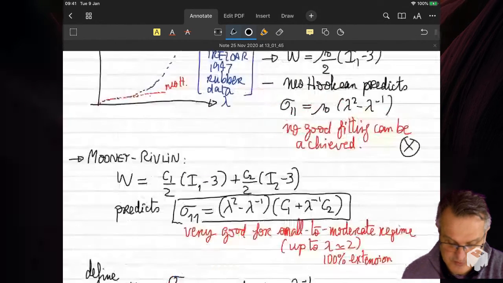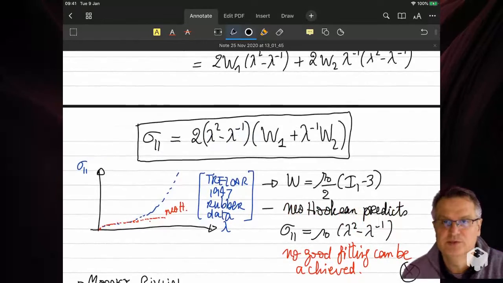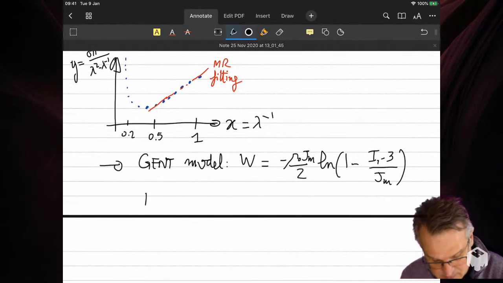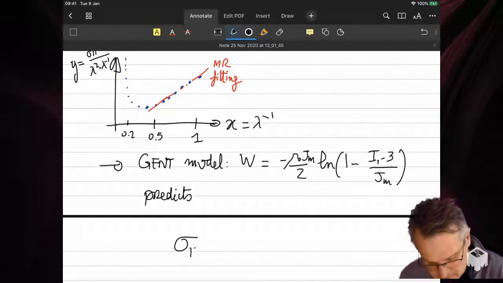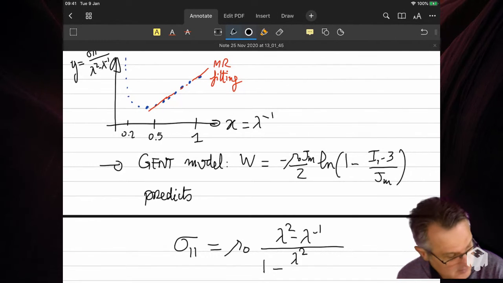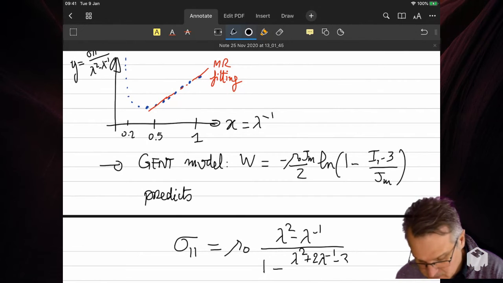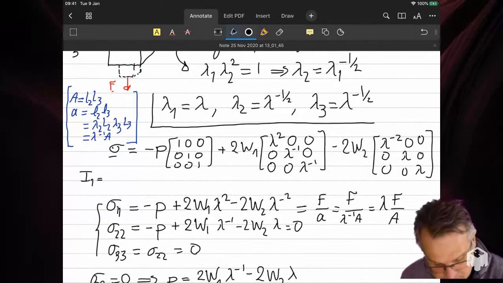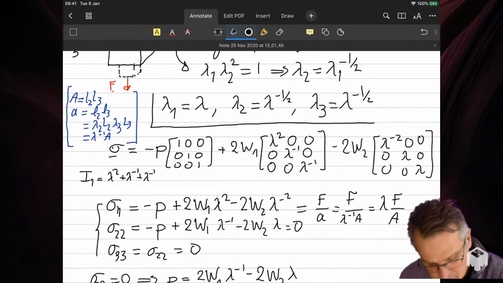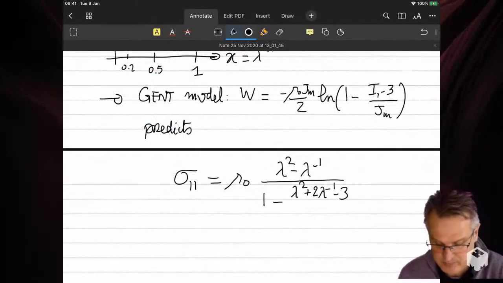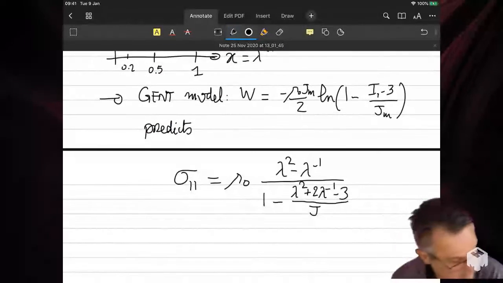If I put this now into my formula for the stress, the one I have here on top, W2 is going to be 0, W1 is going to be the derivative of the log with respect to I1, and it predicts that sigma 1 should be, I have it here, 1 over 1 minus, minus 3. Oh yeah, that's I1. Yeah, I should have written it here. Here I have B, so I1 is the trace of B. It's going to be lambda 2 squared plus 2 lambda minus 1. So this is why it's appearing here. Lambda 2 squared plus 2 lambda minus 1 divided by Jm.